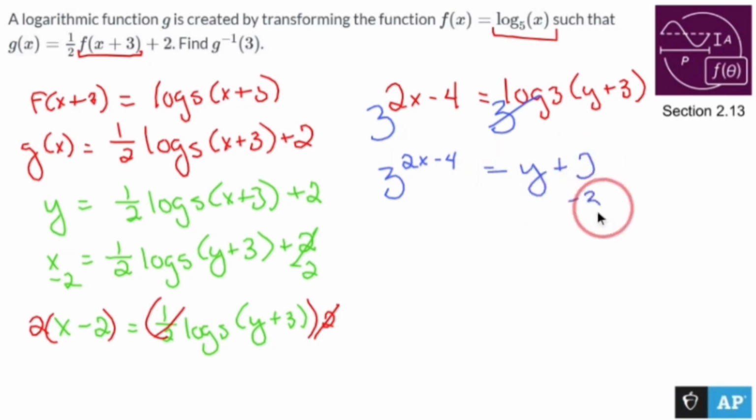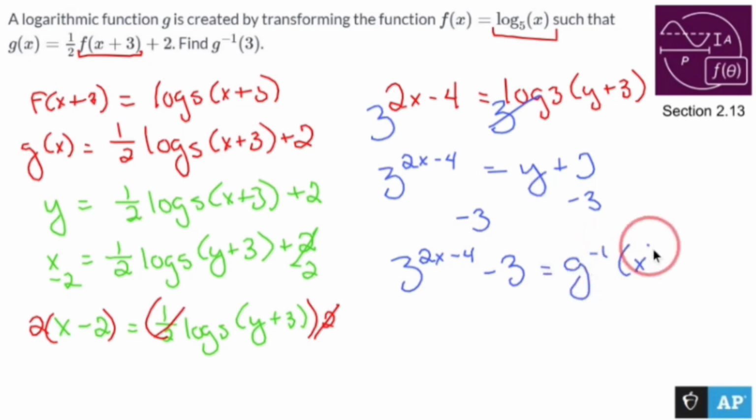If I subtract 3 from both sides, I now have 3 to the 2x minus 4 minus 3 equals y. Well, it just so happens that y is now my G inverse. I got y all by itself, so now I can call it G inverse. Great. Gross. Not the end of the world.